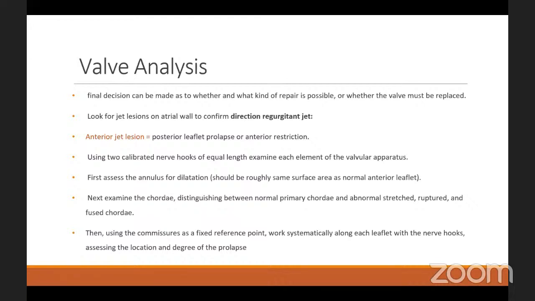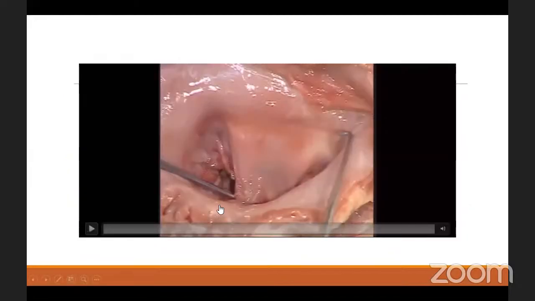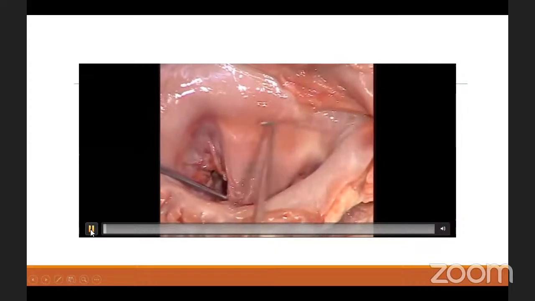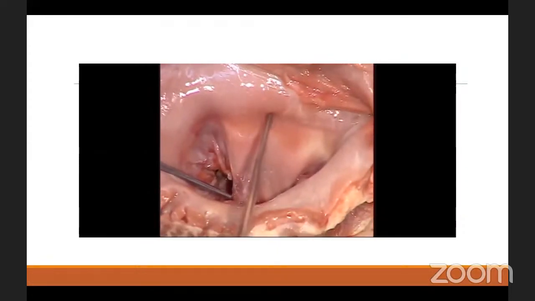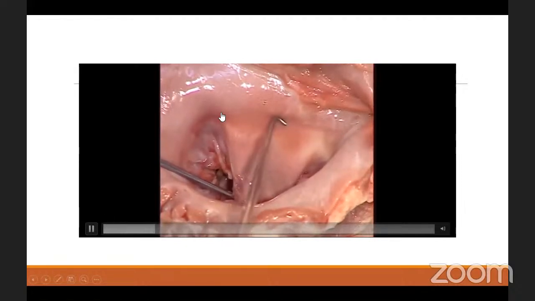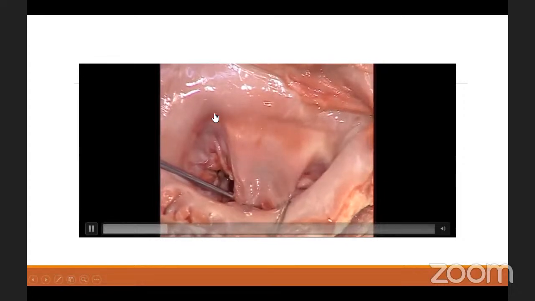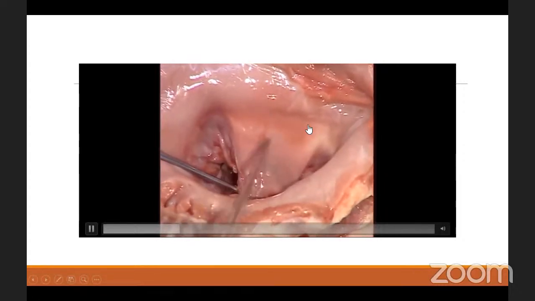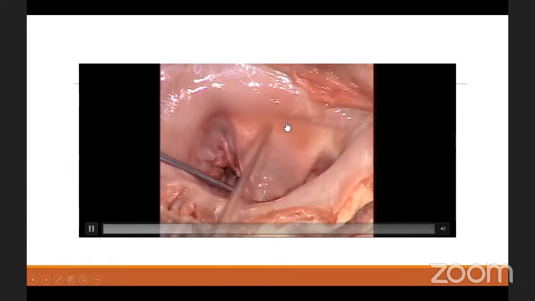Okay, so this is a video demonstrating how to correctly analyze the valve. Assessment of the valve usually starts with the annulus. It usually looks like a D shape, as you can see here. And the trigone should be identified. The area between the trigones is usually fibrous and constant.